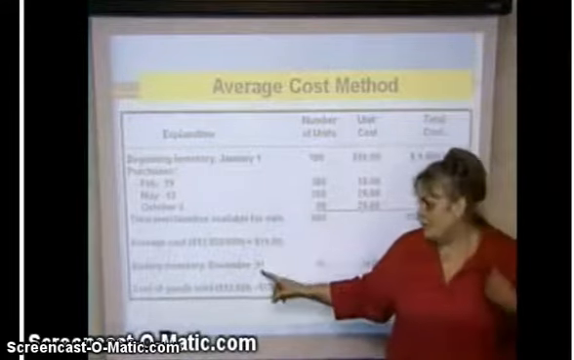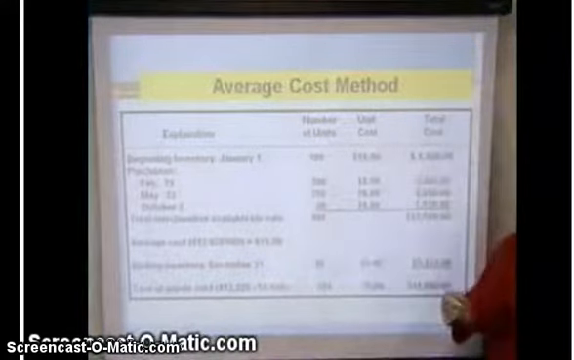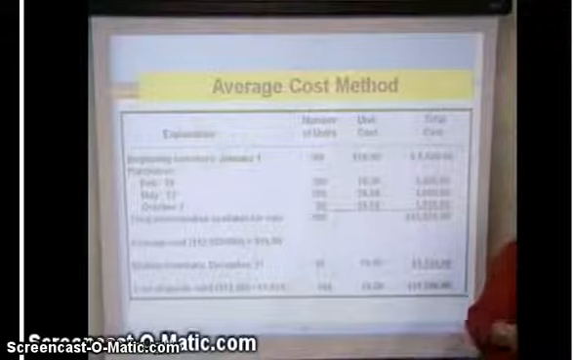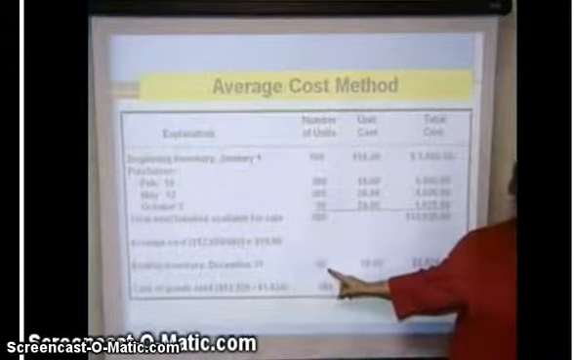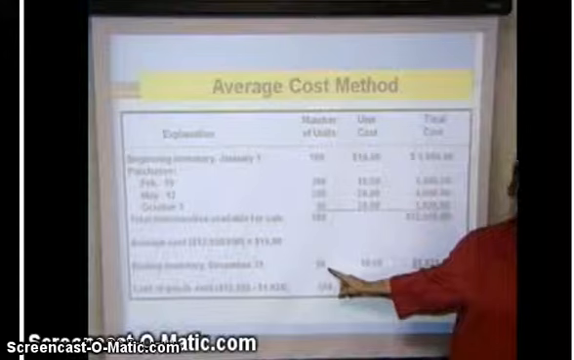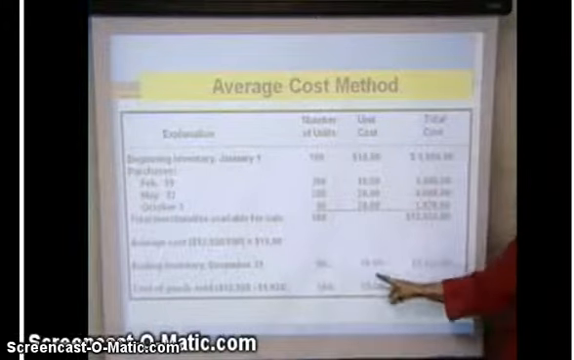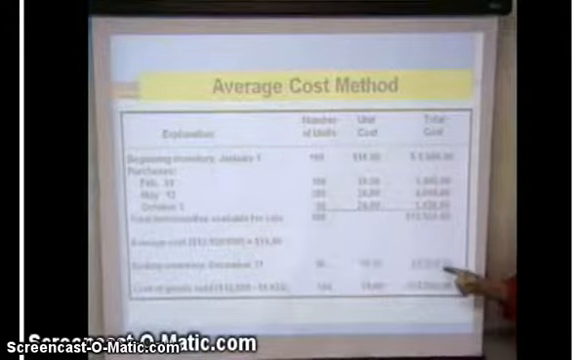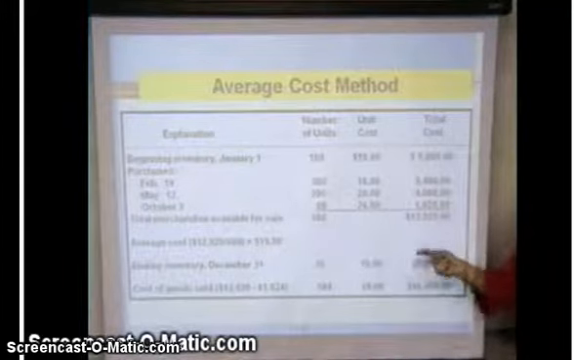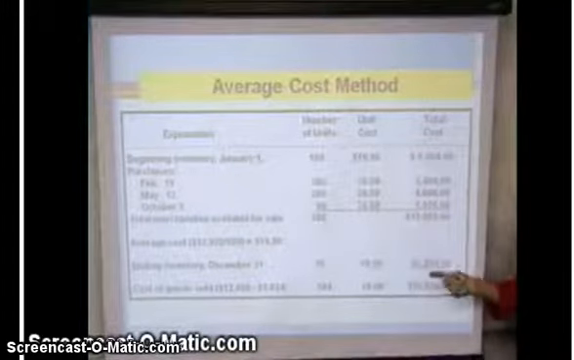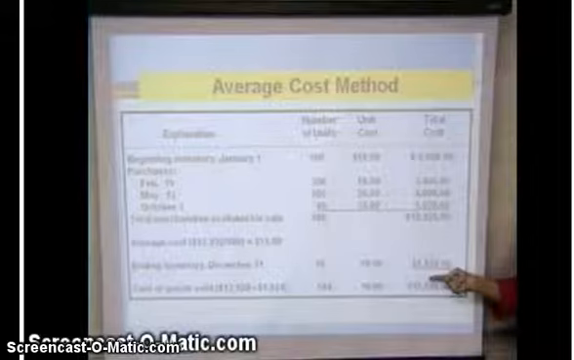That's the cost. So our ending inventory, we went out and counted. Found out that our ending inventory had 96 units. How much was the value of our ending inventory? Okay, so we take our $19 average cost per unit times our 96. That's our ending inventory cost.